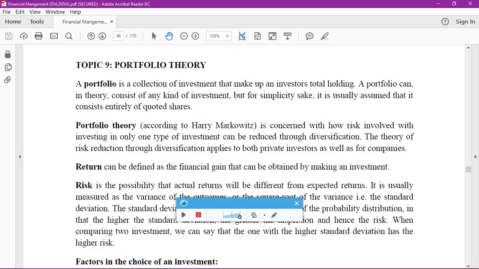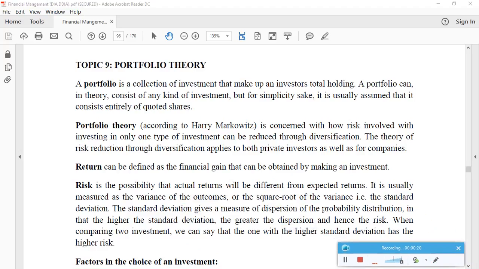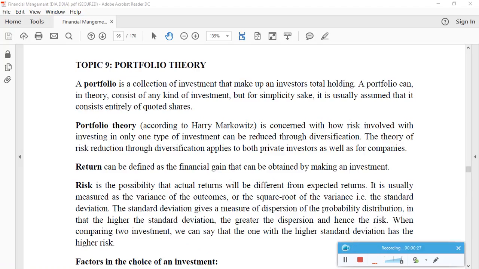Now look at your topic number 9. Now this is a very hard topic, yeah. So you better concentrate, okay. Especially the business students, please. Okay, if you focus. Now, portfolio theory. You haven't learned yet. Calculation a bit long. Okay, so focus.